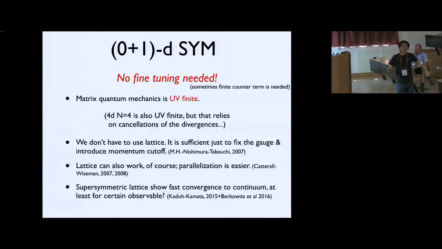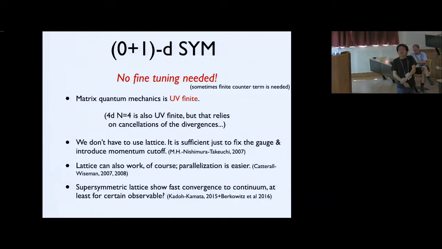Anyways, because of this nice property, we don't even have to use lattice. For example, as I will show in the next slide, it is sufficient to just fix a gauge and to introduce a momentum cutoff. This works perfectly fine. And Simon and Toby show that lattice can also work. And actually, in this case, parallelization is easier compared to momentum cutoff.